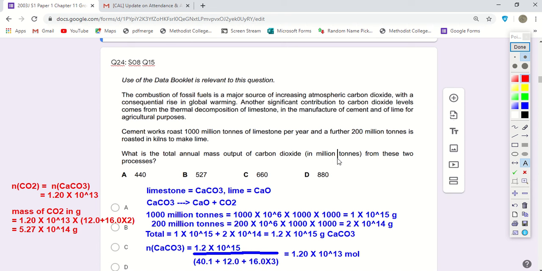But they want the answer in million tons. So how do I convert this to million tons? Just now I multiply by so many things, right, to find million tons to gram. Now I have to divide all by all these things to find the amount in million tons. So mass of CO2 in million tons is 5.27 times 10 to the power of 14, and this time I have to divide this whole thing.